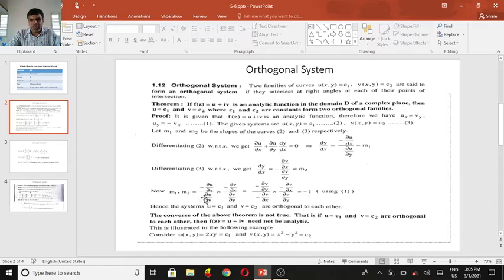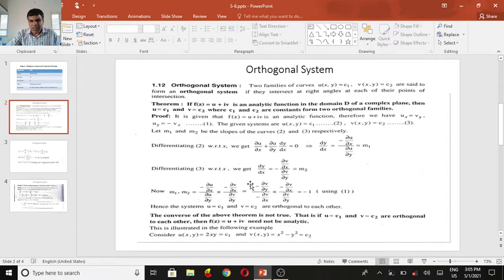So ∂u/∂x can be written as ∂v/∂y. Again, ∂u/∂y can be written as minus ∂v/∂x. So I am substituting here. The minus and minus cancel. Some terms get canceled. So again minus ∂v/∂x, and again this term is there.